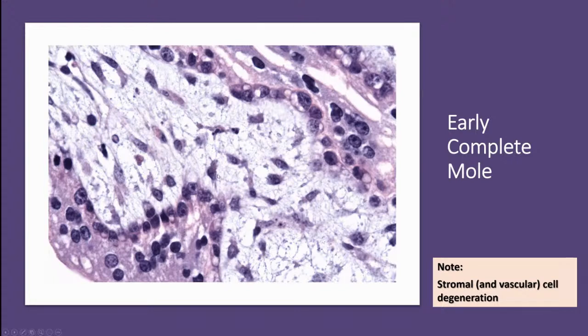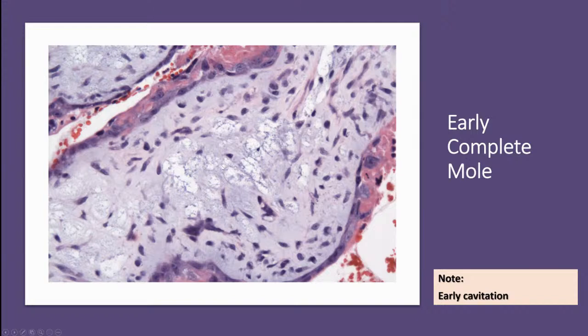It all begins with stromal and vascular cell degeneration. The pitfall here is you don't want to overcall a missed abortion, which may also have a similar degeneration early on. And as it undergoes the degeneration, you start to get the cavitation.